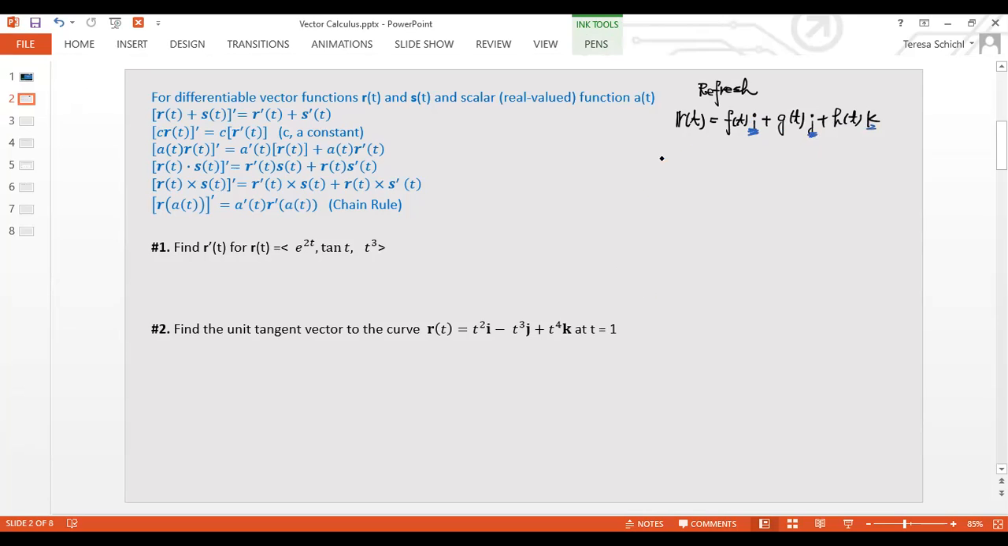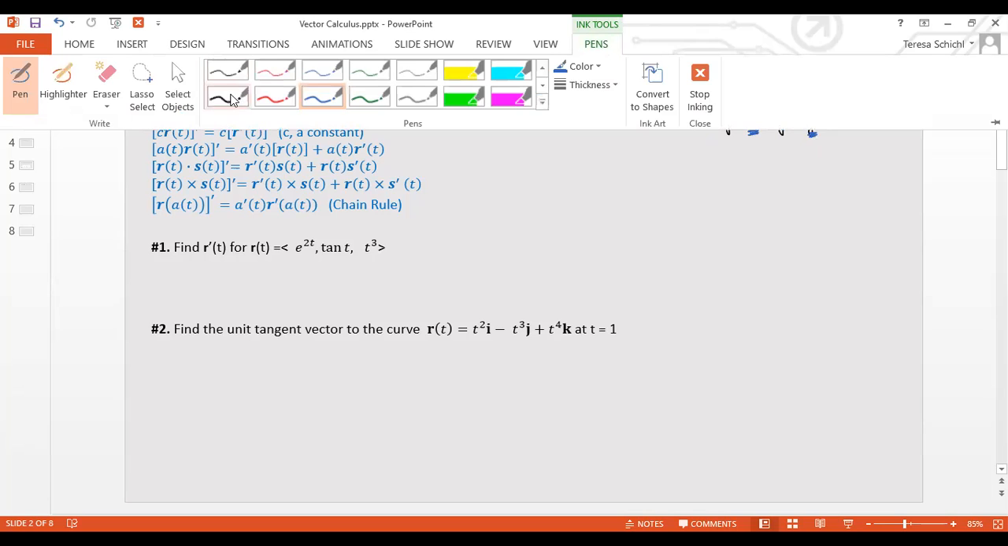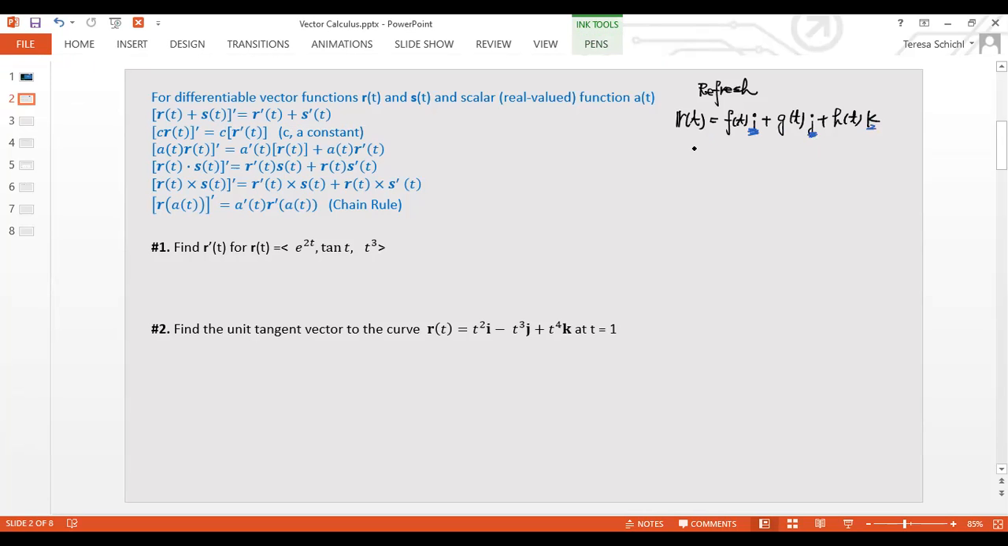Now, when we talk about the derivative of a vector function, what is r prime of t? You just take the derivative of each component function. So it will be f prime of t in the i component, plus g prime of t in the j component, plus h prime of t in the k component.